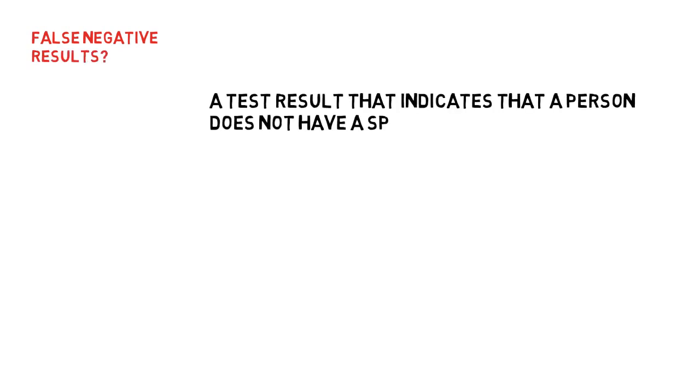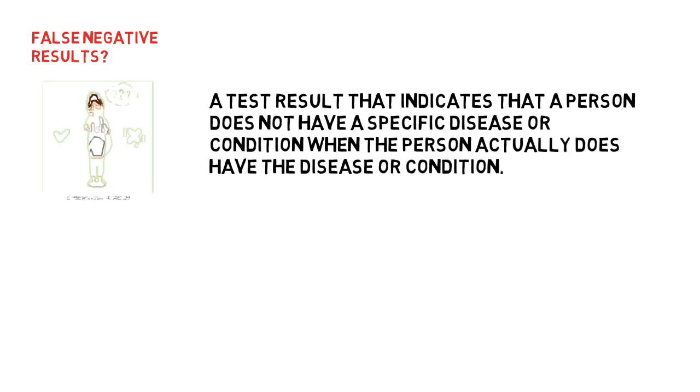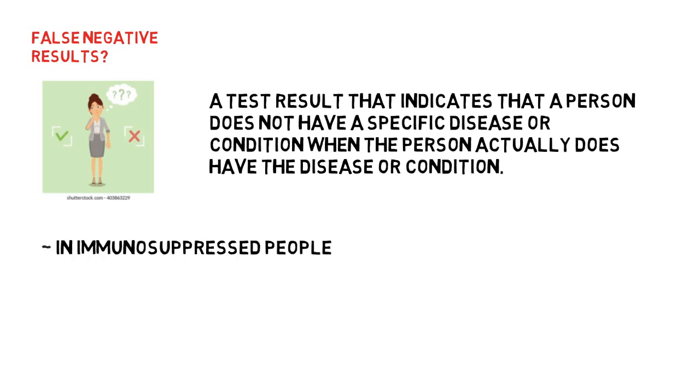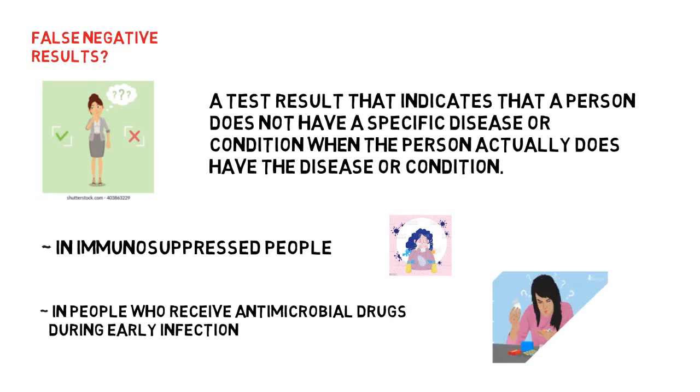There are some factors leading to condition indicating that a person does not have a specific disease when the person actually does have the disease. Such false negative results can occur in people who are immunosuppressed, as they produce lower amount of antibodies, and in people who receive antimicrobial drugs early in the course of infection.